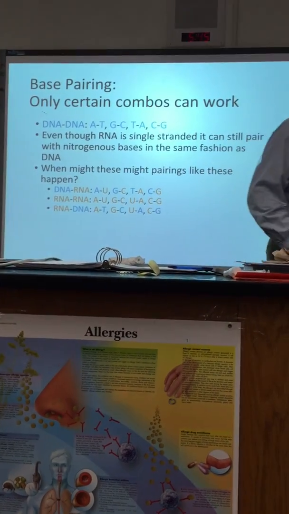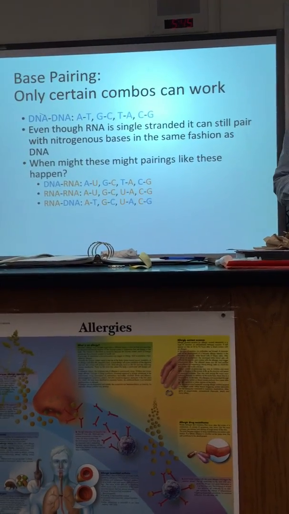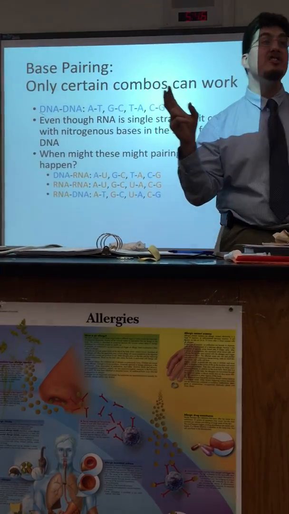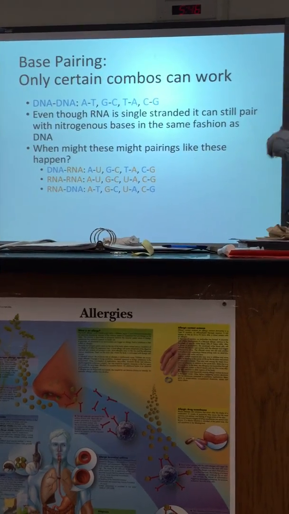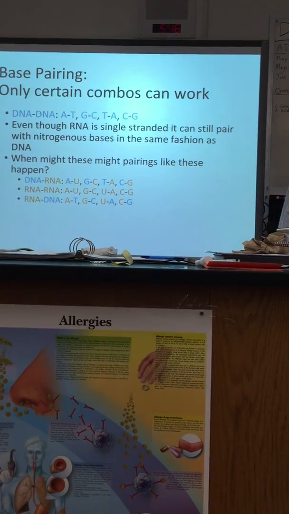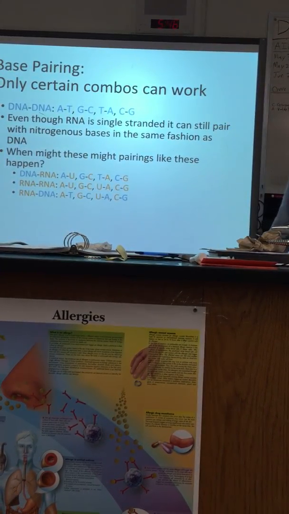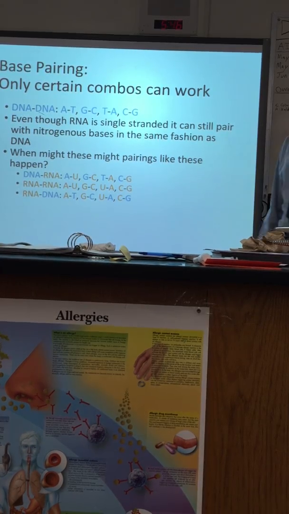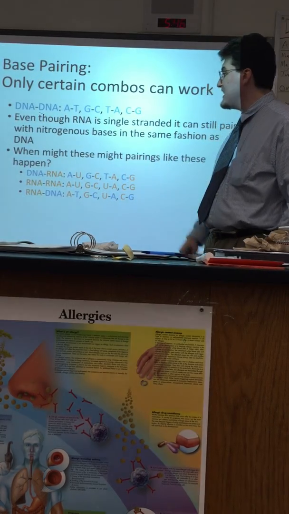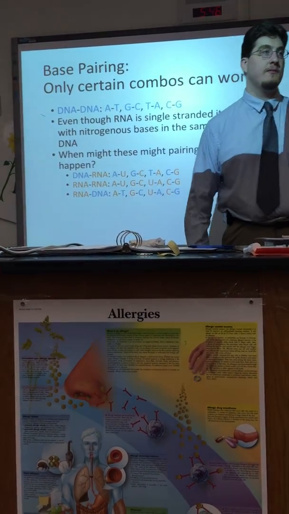The way base pairing works is in DNA, you only have thymine, no uracil. So A to T, T to A, and G to C, C to G. That's it. When you are binding DNA to RNA, you get A to U, G to C, T to A, and C to G. Because DNA is A, G, T, C. RNA is U, C, A, G. There is no T in RNA.